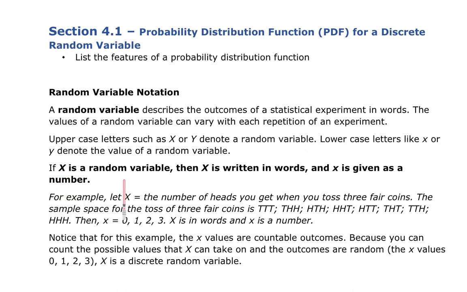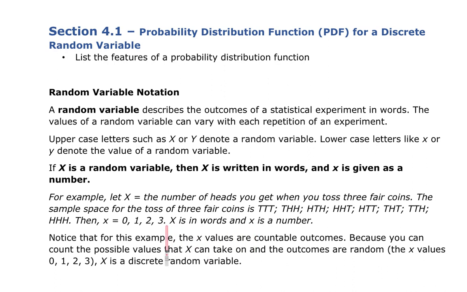If capital X is a random variable, then X is written in words and little x is given as a number. For example, let big X be the number of heads you get when you toss a fair coin. The sample space for tossing 3 fair coins is all tails, 1 tail and 2 heads. And here order matters. We have head, tail, head; head, head, tail; tail, tail, head; tail, tail, head; and lastly 3 heads. Then X can take on 0, 1, 2, 3.